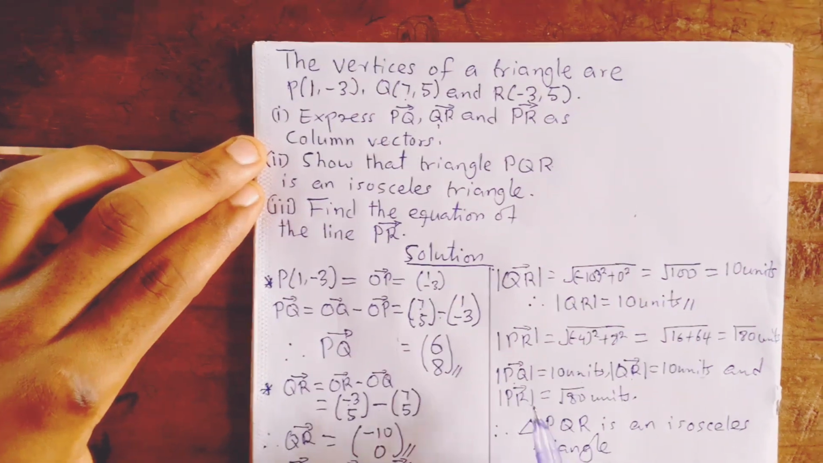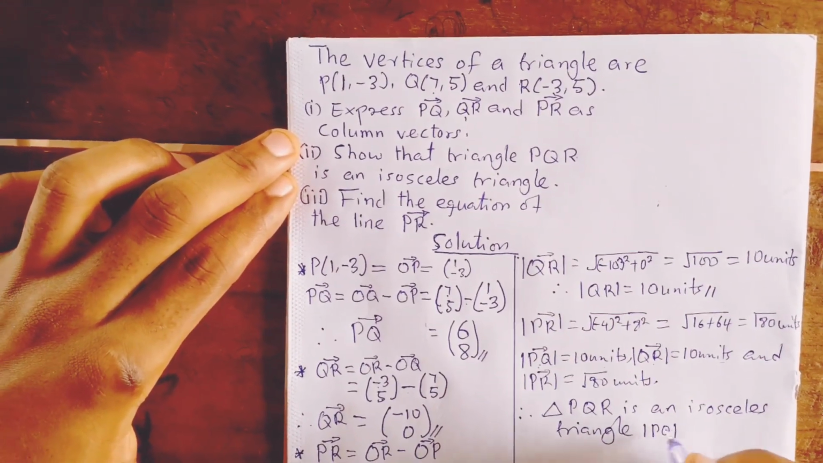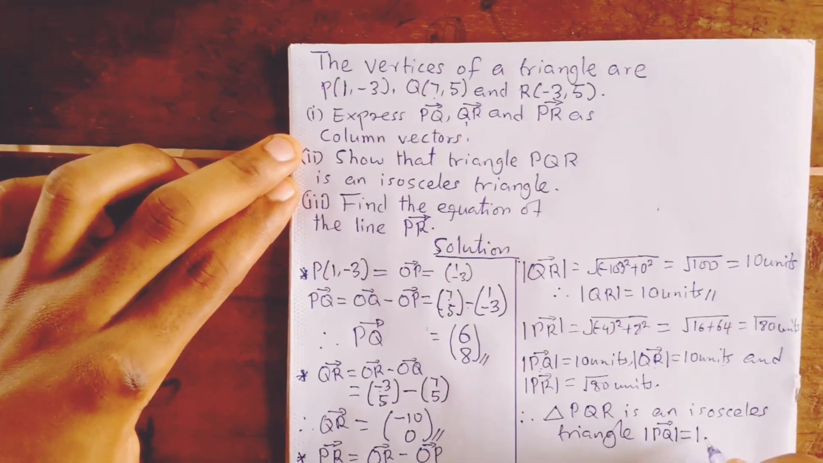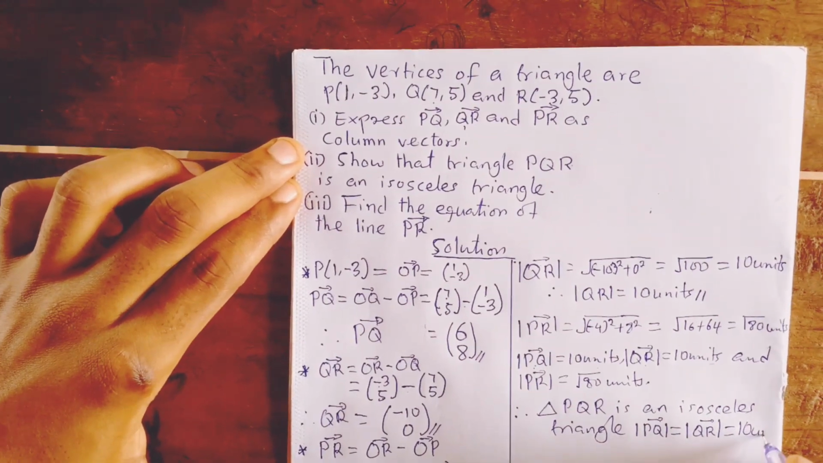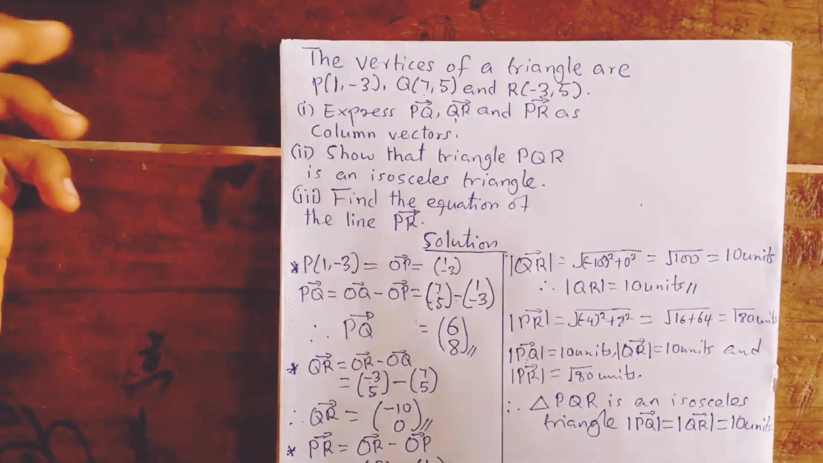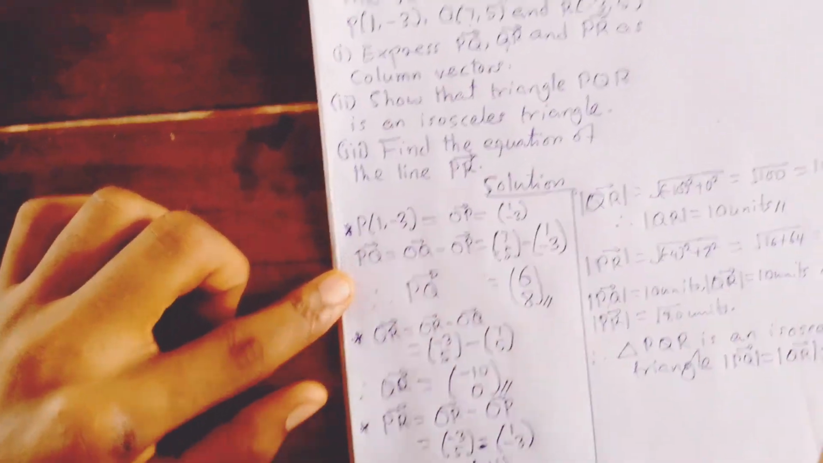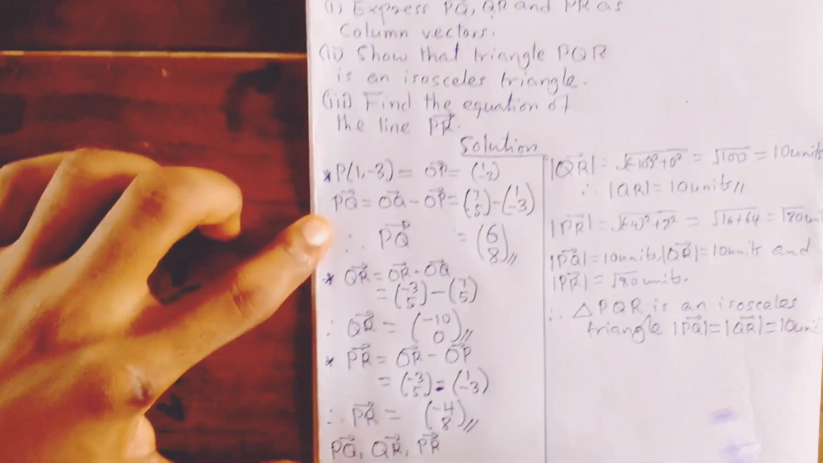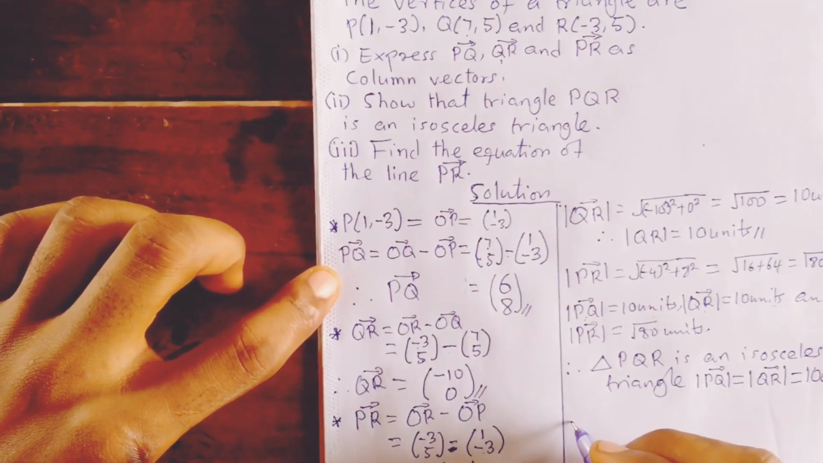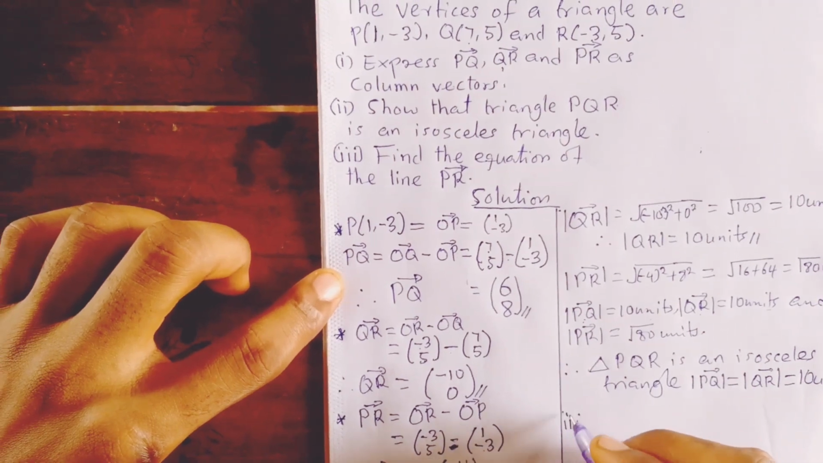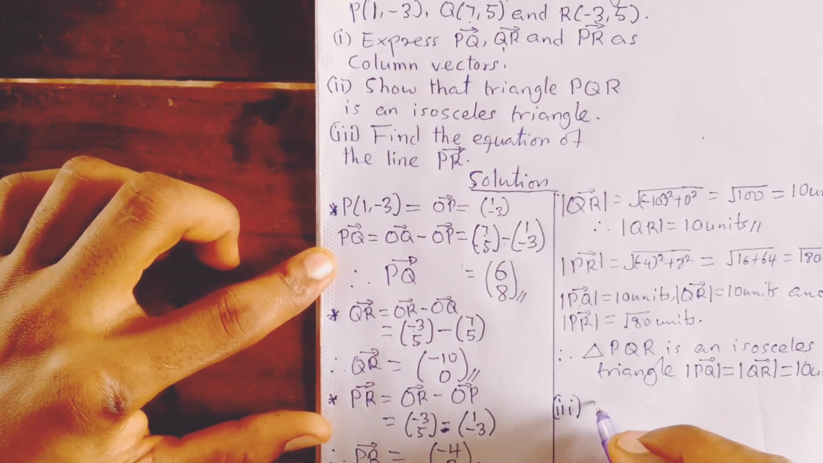Why? Because the magnitude of PQ is equal to the magnitude of QR, which is equal to 10 units. I am done. Then the final part says I find the equation of the line PR. And what is PR? I know my PR. Vector PR gave us PR. So this is Roman number 3.